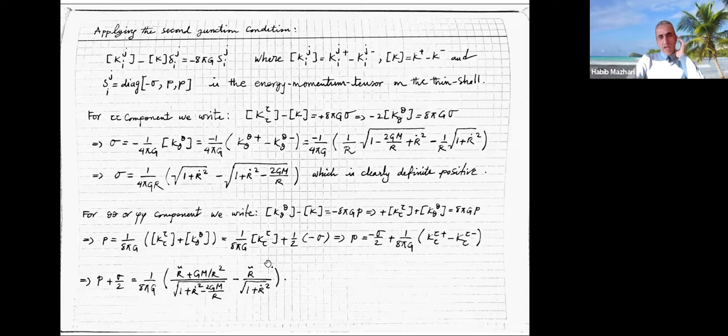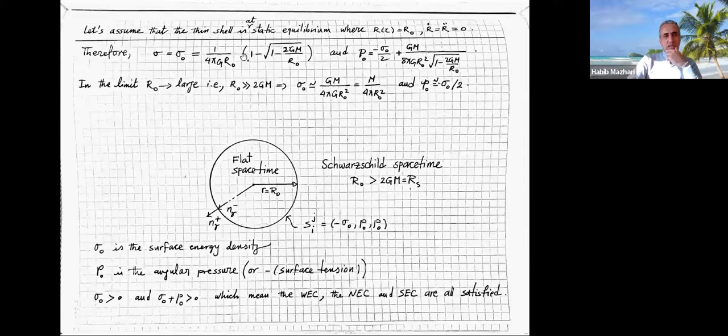I found them all here. Sigma is given here, and P is here. You can see that they are dynamic because R dot appears everywhere, and R double dot. So now if we consider it not to be dynamic, which means R dot to be 0 and R double dot to be 0, then we would get their static value. This is what I have done here. So these are the static values.